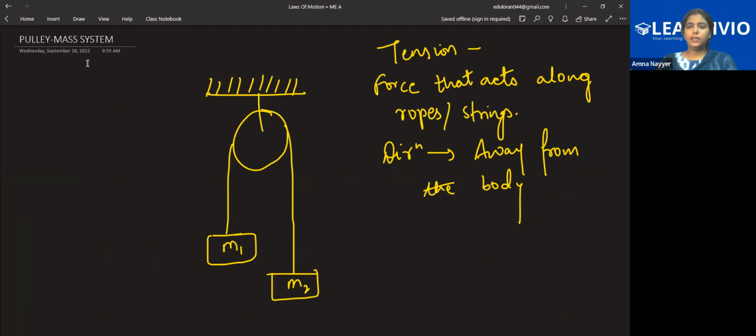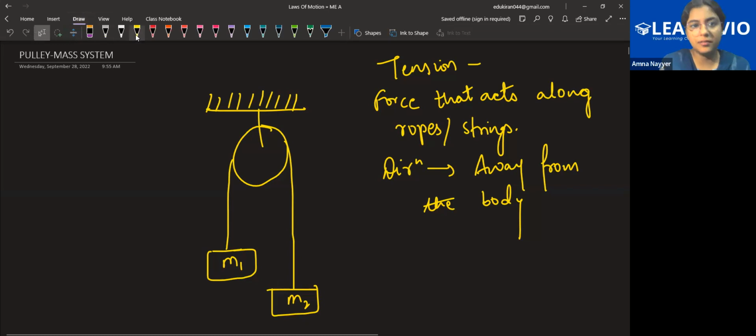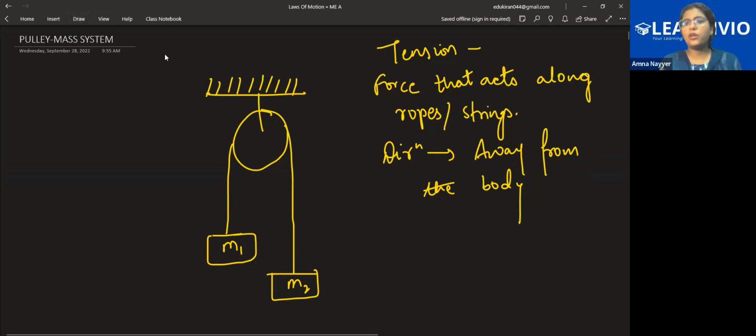For the pulley mass system, you have to understand that whatever forces you have studied will be applied. Just one more force will be coming into action, which is tension. Tension is a force which we have not studied yet. Tension is basically a force that acts in thin ropes or strings, and its direction is always away from the body. So tension will be introduced in this chapter.